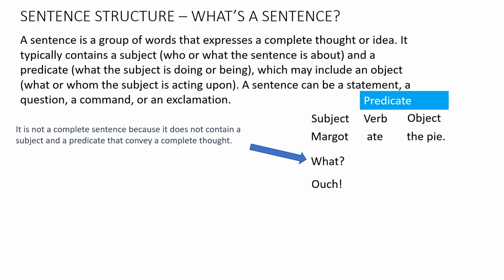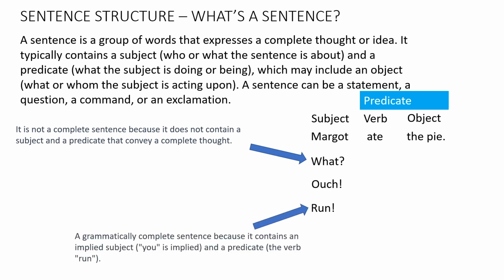Ouch. Now, ouch also is not a sentence because there is no actual subject included in this statement. Run. Now, run, this is a little bit different, and a lot of people fall into this trap thinking that this is not a sentence. But this actually is a sentence, and we'll talk about that now.